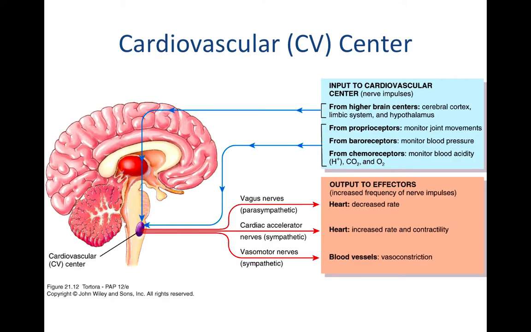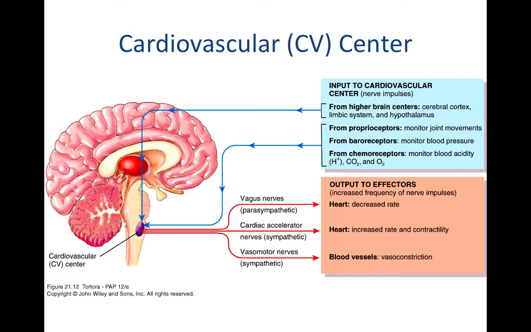So your cardiovascular center gets input from all over the place. You get input from your cerebral cortex, limbic system, hypothalamus. Before you even get on a treadmill, you're thinking about getting on a treadmill. You're thinking about exercising, and your cardiovascular center will start to get ready for that. Proprioceptors monitor joint movements. If you start moving your joints around, if you start getting on that treadmill, if you start exercising, that information goes to your cardiovascular center.